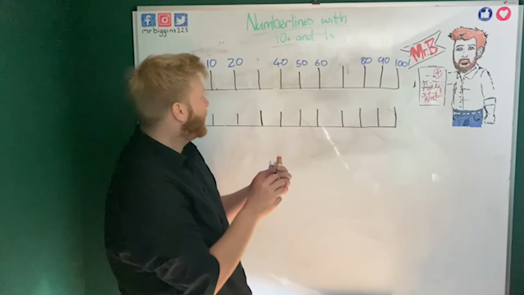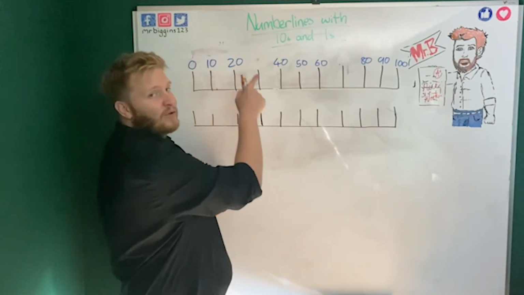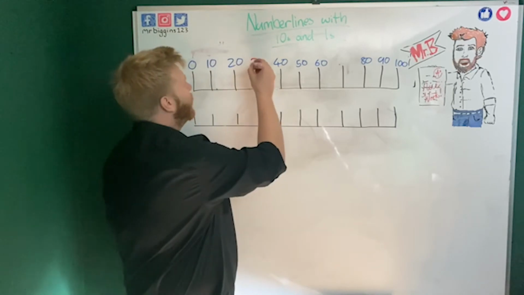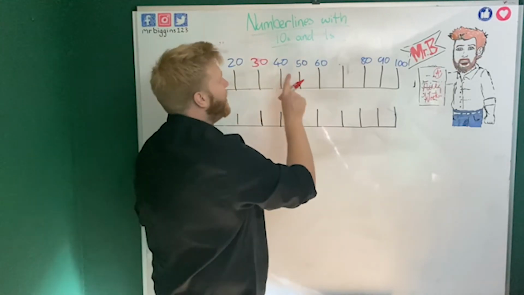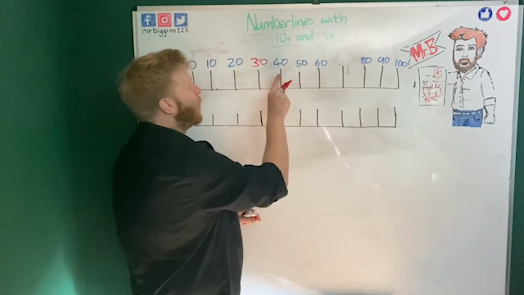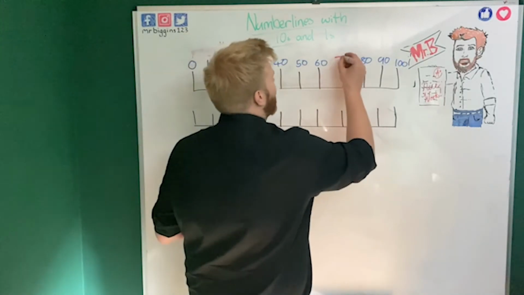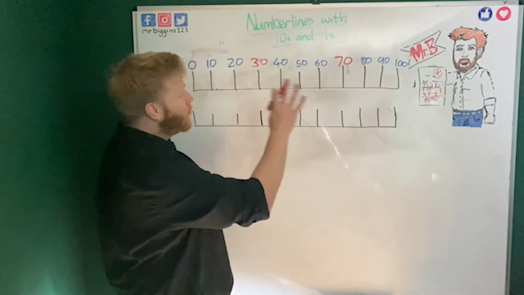So if we saw these, it would be easy for us to say, well, let's have a look. We could go 10, 20, so our next number is going to be 3 tens, 30. And our next number here, 40, 50, 60. Or if I count how many tens, 4 tens, 5 tens, 6 tens, 7 tens, yeah, and 7 tens is 70. So we know how to count in tens.